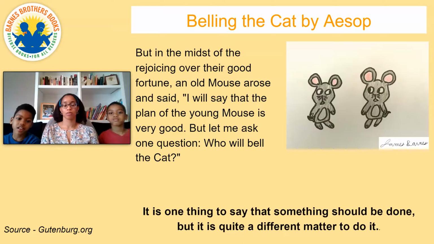It is one thing to say that something should be done, but it is quite a different matter to do it. What does that mean? It means that it's like an expression when people say easier said than done. That's a good one. Easier said than done. So, for example, if you sat at home and said, easier said than done, give yourself 2 points because that was a good one. It's easy to come up with ideas and plans, but it's much harder to put that plan into action. So that is our moral for today.